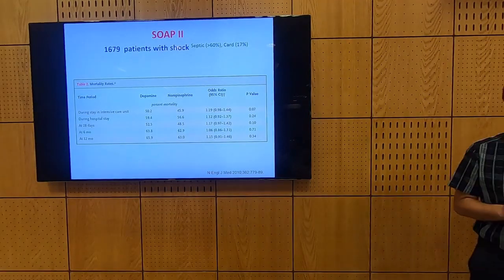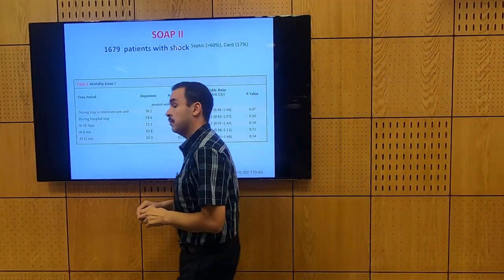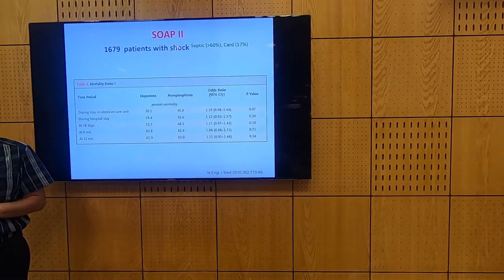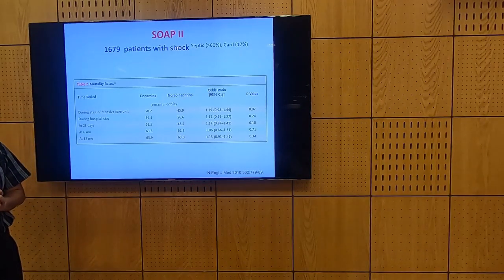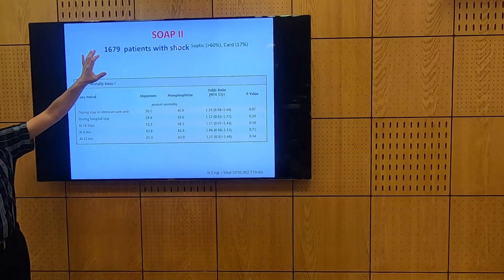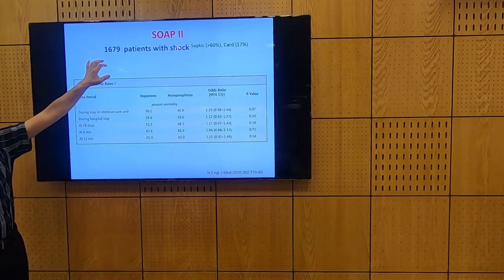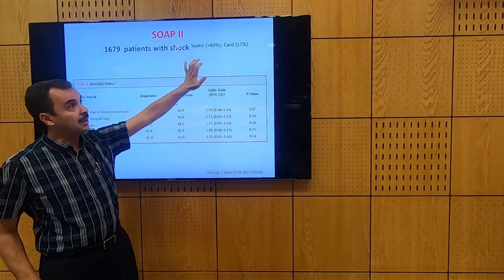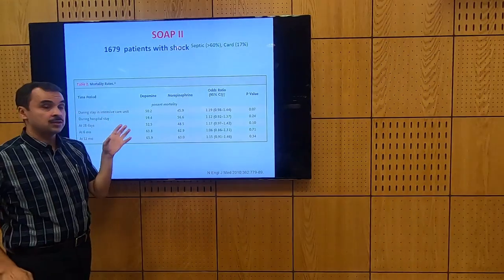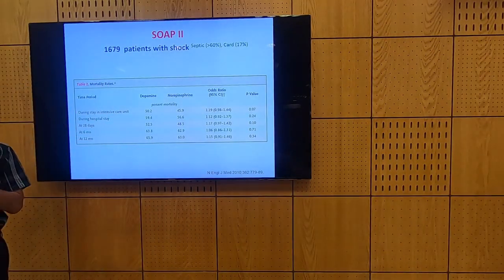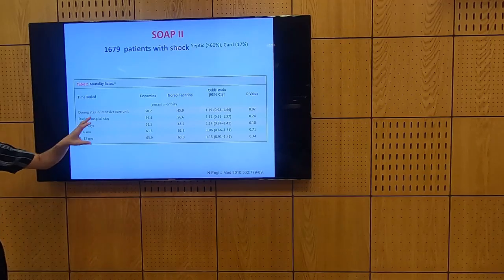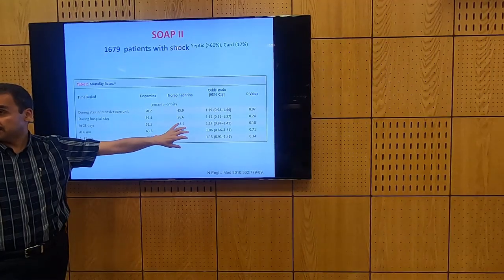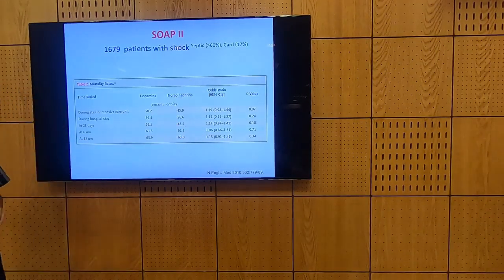And now we have a randomized trial published in the New England Journal of Medicine that tested the use of norepinephrine among patients coming with shock. They recruited about 1,500 patients with shock. 60% had septic shock, and only 17% had cardiogenic shock. So the results of this trial cannot be generalized to cardiac patients. When they compared dopamine versus norepinephrine, they didn't find a difference in the 28-day outcome.